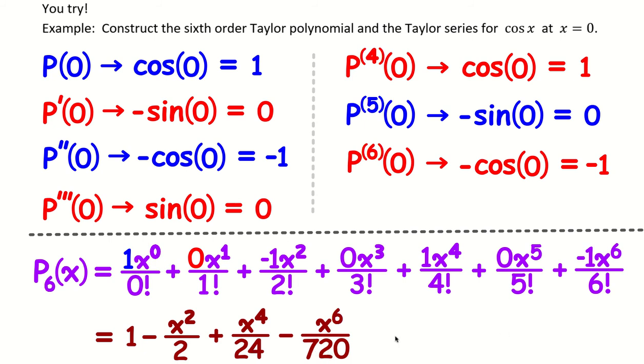So what would the sigma series look like if we kept these terms going forever?